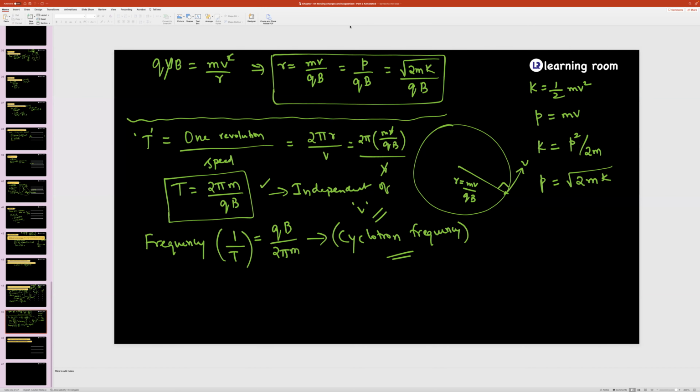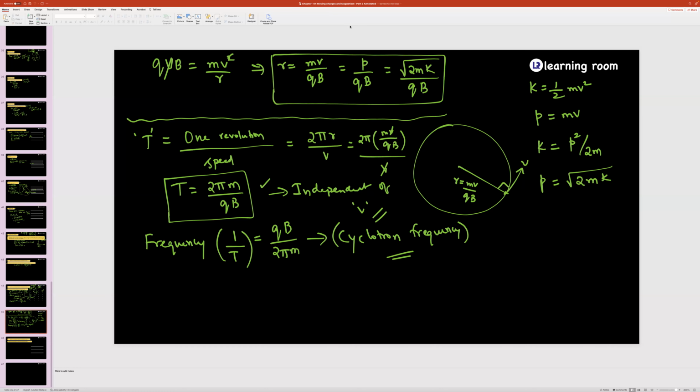Right? Similarly, when we calculate the time period of revolution, time period is equal to total distance traveled divided by speed. In one revolution, how much distance is it going to cover? It covers a distance of 2 pi r divided by the speed with which it is moving, which is v. So in place of r, you will substitute mv by qB. v and v will get cancelled. So what is the important conclusion we drew out of it? Time period does not depend on the initial velocity of the particle.